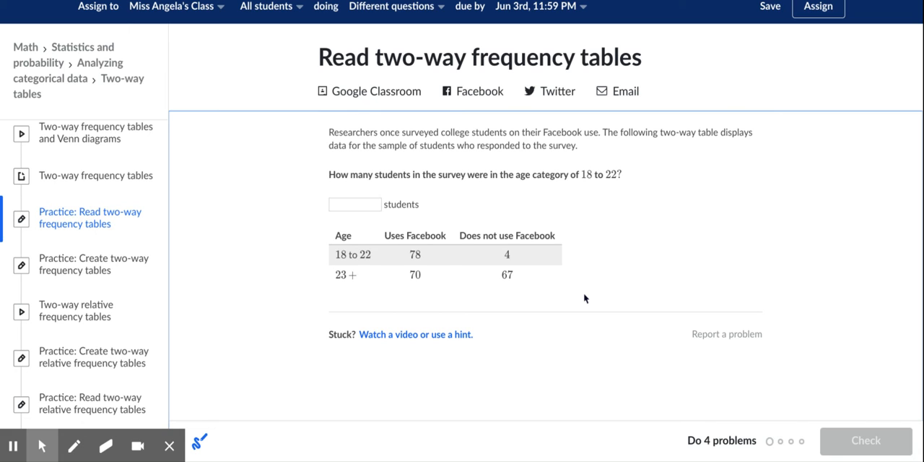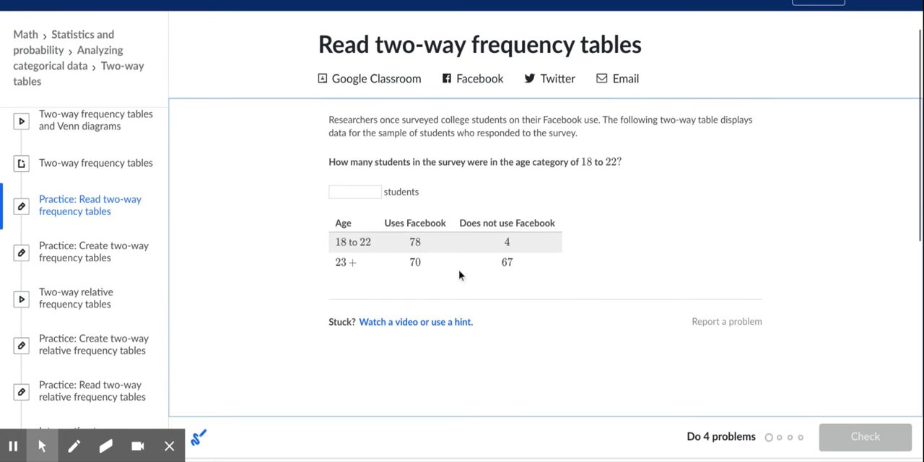Hey guys, in this video we're going to be talking about reading two-way frequency tables. So first of all, a frequency table is basically where we say, okay, I surveyed a group of people and I have certain criteria that I surveyed them about. In this case, two different criteria, thus the two-way frequency table.